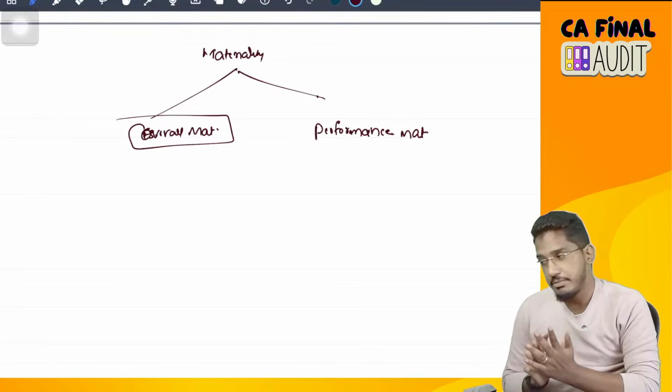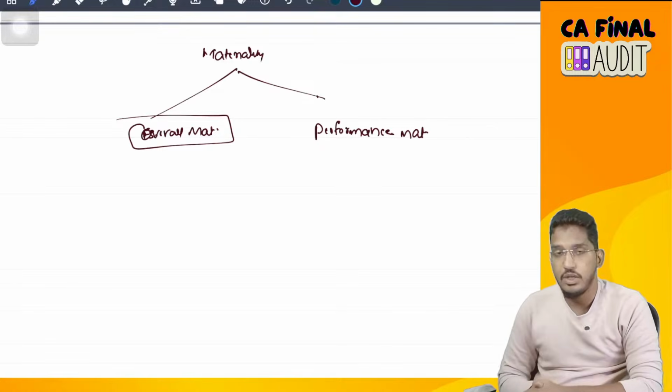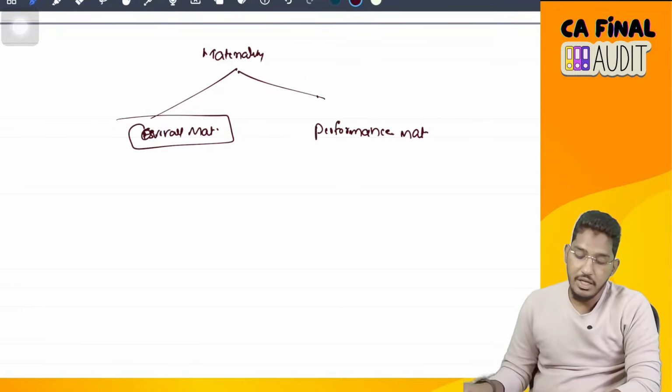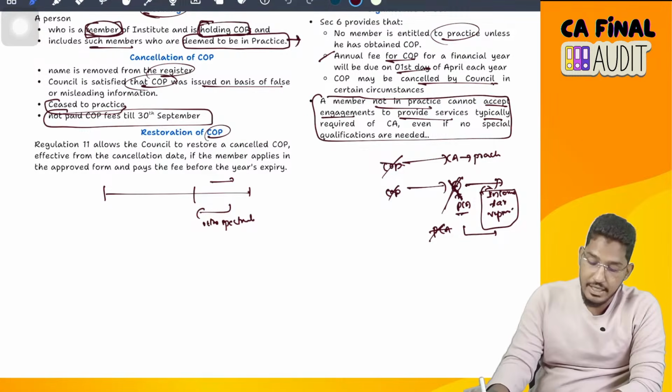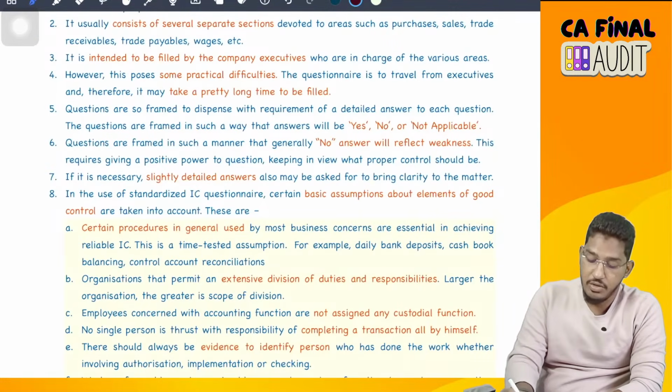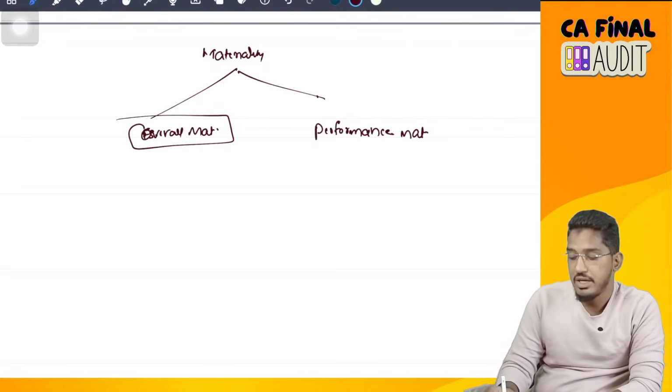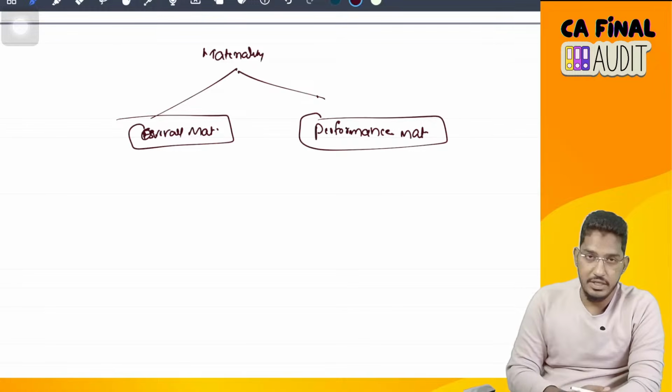For the financial statements as a whole, if you are determining the materiality level, we call it overall materiality. On the other hand, if you are deciding the materiality level for each assertion or for each item of the financial statements, we call it performance materiality.